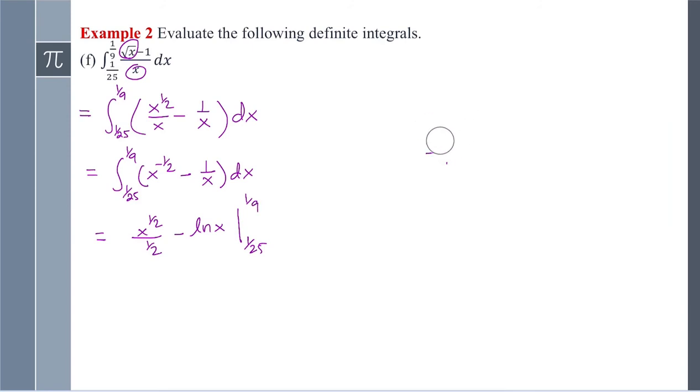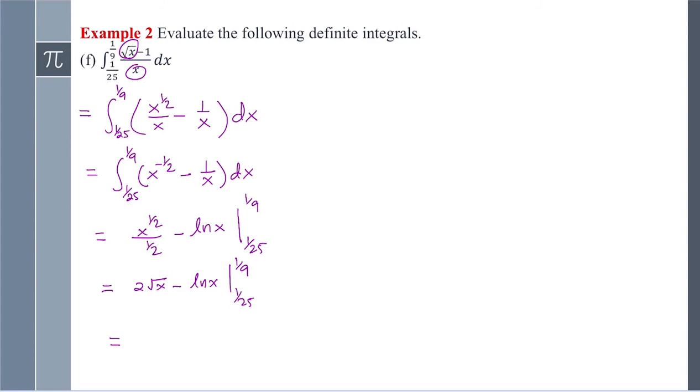Okay, now the first one can be written as: dividing by 1/2 is the same as multiplying by 2. Then x to the 1/2 is just the square root of x, minus natural log of x, and we go from 1/25 to 1/9. So we have to do a lot of algebra here, so be patient and let's keep going on.